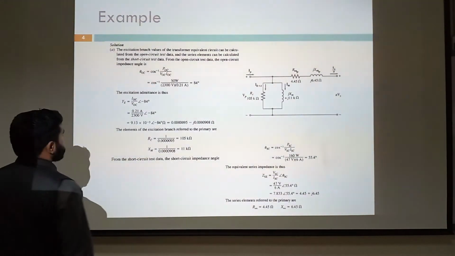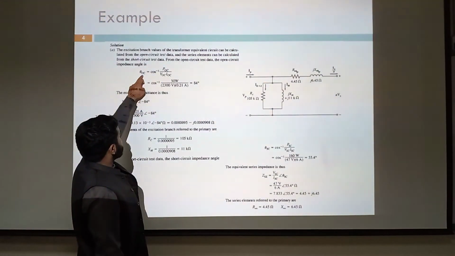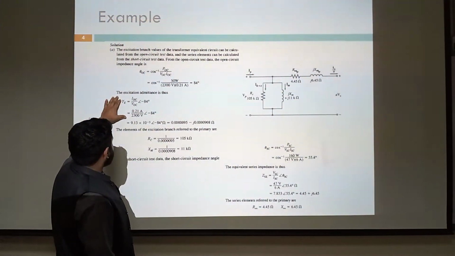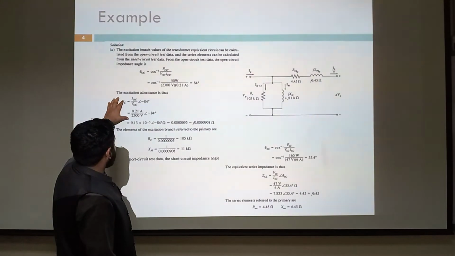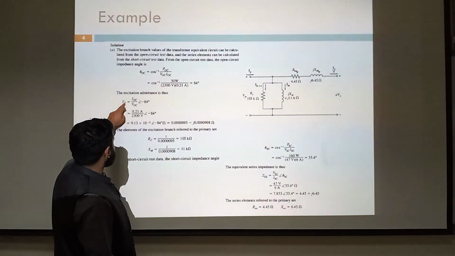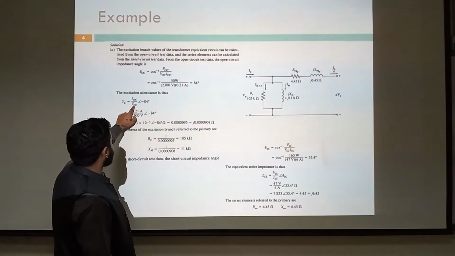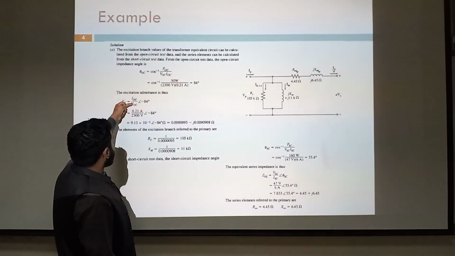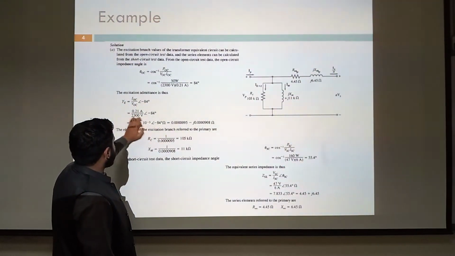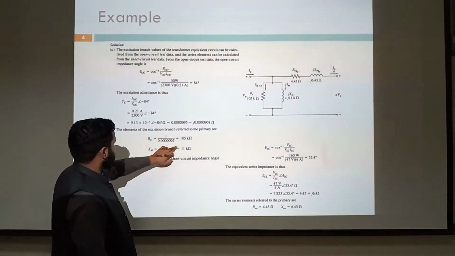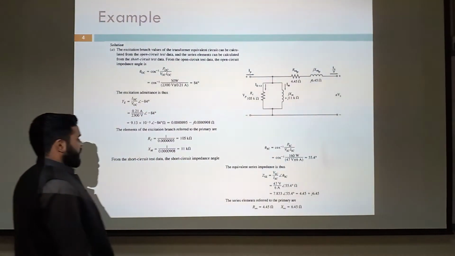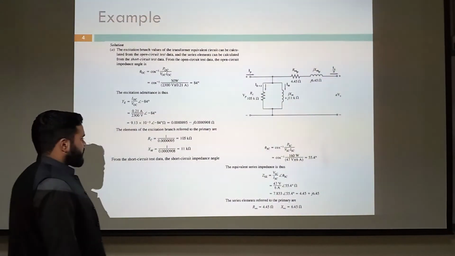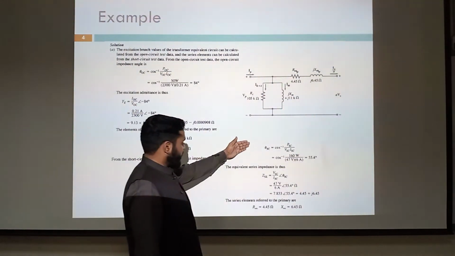So this is the open circuit test data. We obtain the power factor, and then we obtain the admittance, which is I open circuit divided by V open circuit. Using I open circuit and V open circuit, we compute the power factor. Just calculate this and you find that it is 105 kilo ohm and 11 kilo ohm. Now from the short circuit test data, the short circuit impedance we find is this.